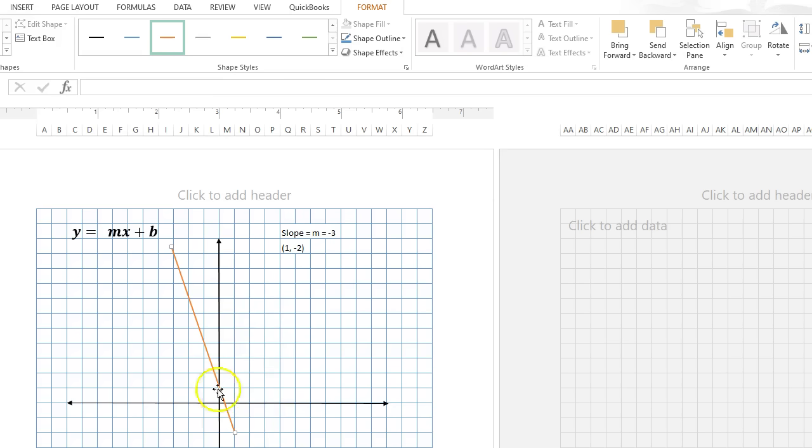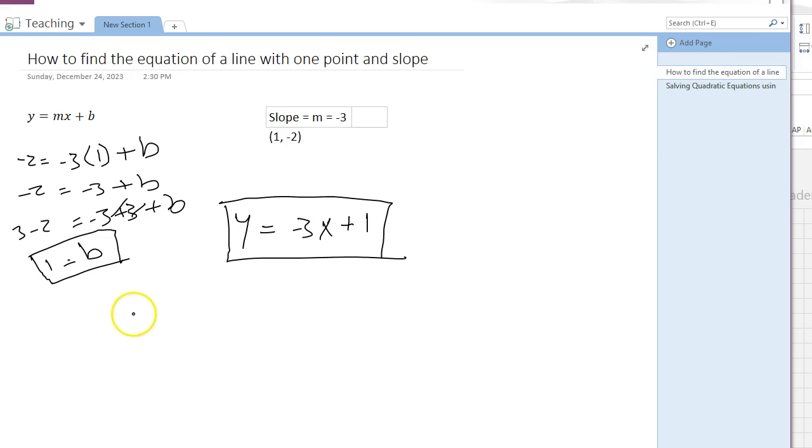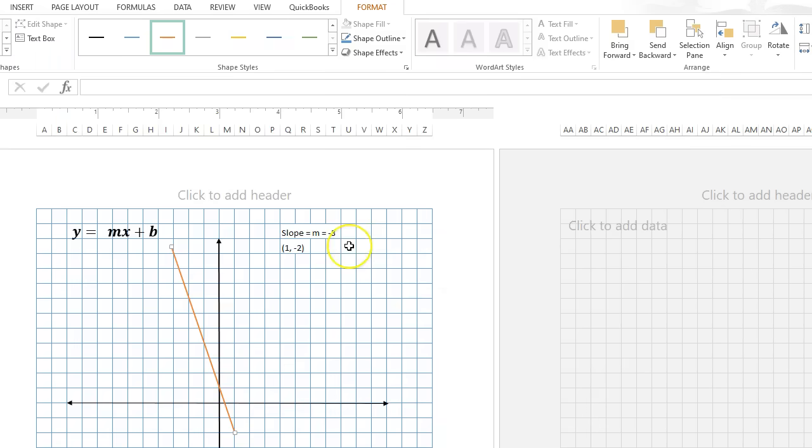Okay, that would be your line right here, which is y equals -3x plus 1.